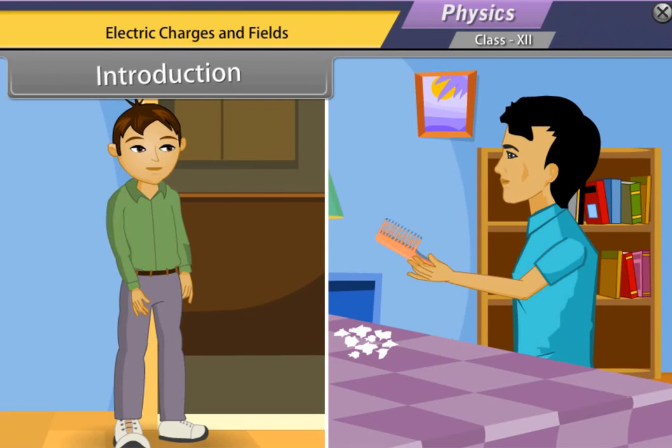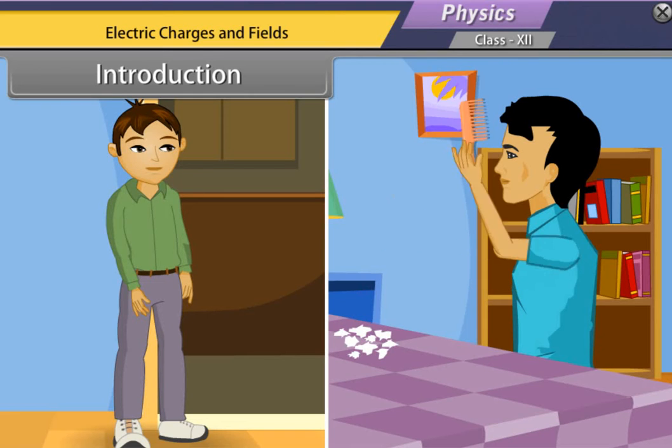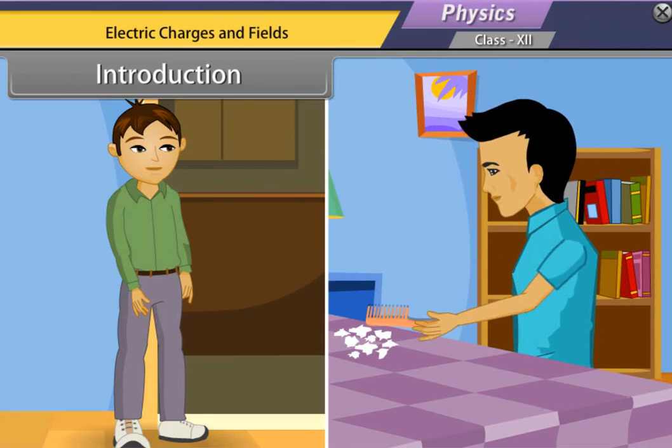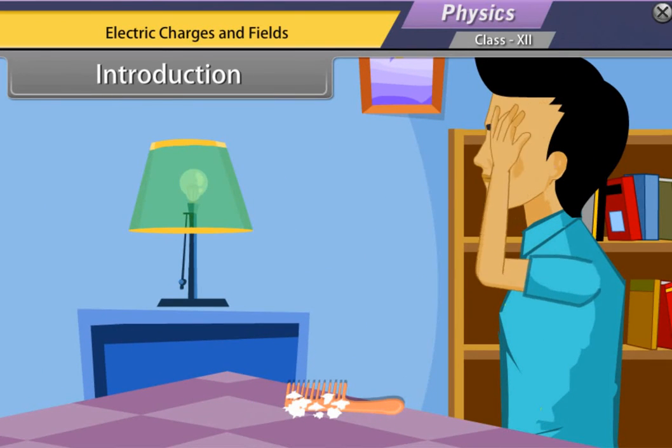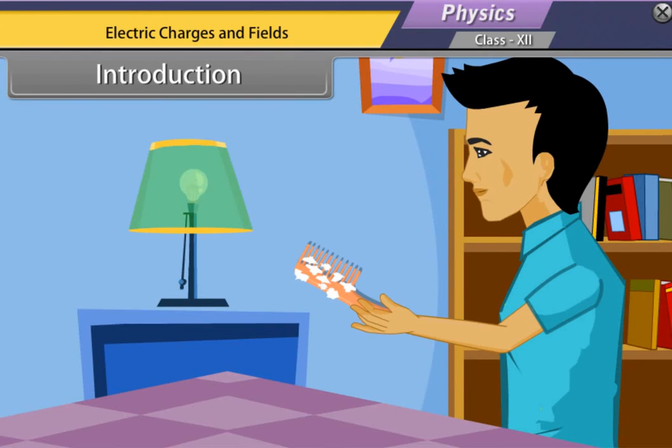Introduction. Amit and Sanjay are planning to purchase some articles from the market. For this, Sanjay is ready and waiting for Amit. Amit is combing his hair. After combing, when he puts the comb on the table and again picks the comb, then he gets surprised.